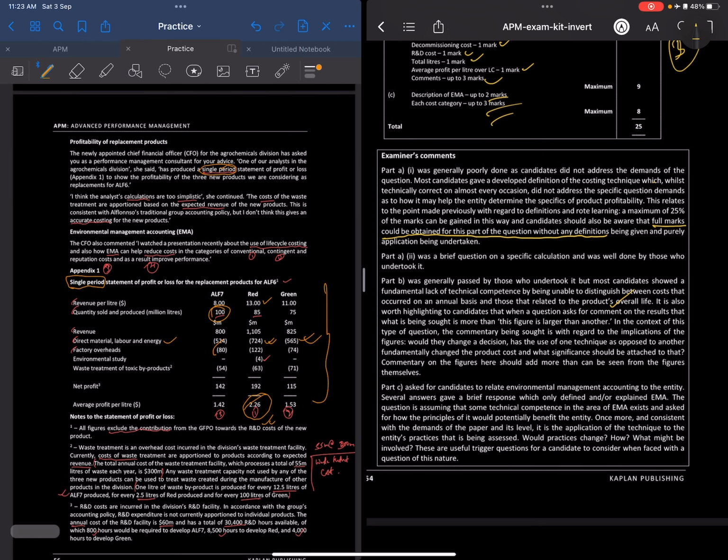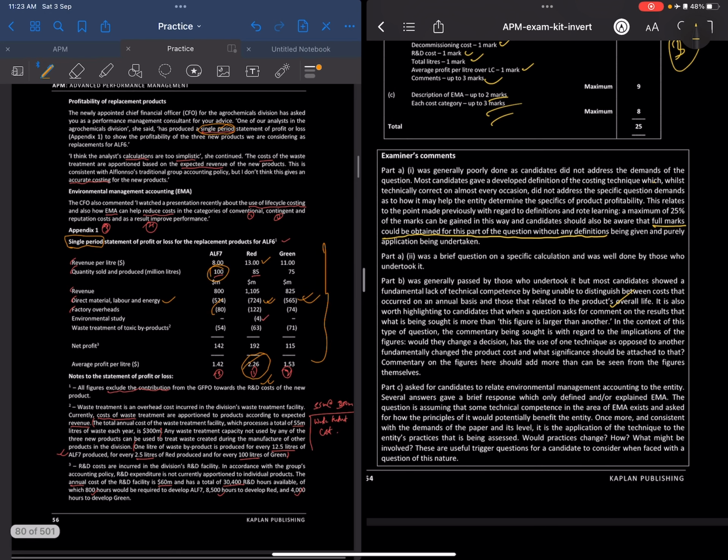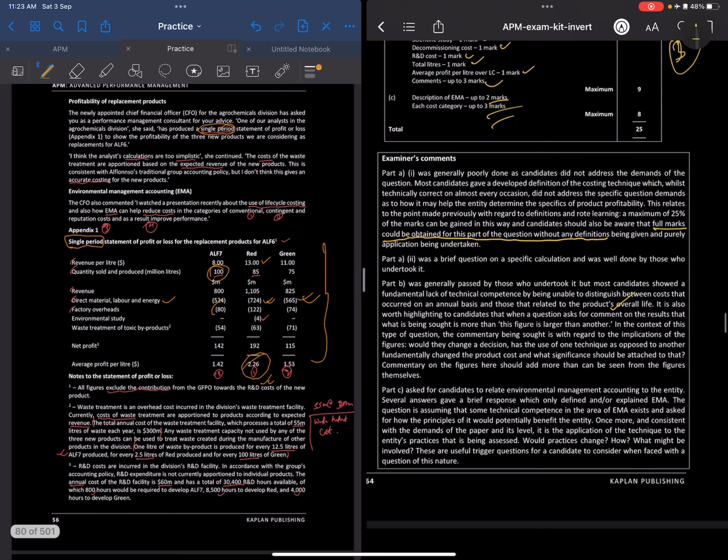So that's why they made a lot of mistakes on that. Okay, so that's why the examiner is commenting that people lack technical competence. Okay, so it is also worth highlighting to candidates that when a question asks for comment on the results, what is sought is more than saying this figure is larger than another. Why, right? So they want why, not the description of the figures.